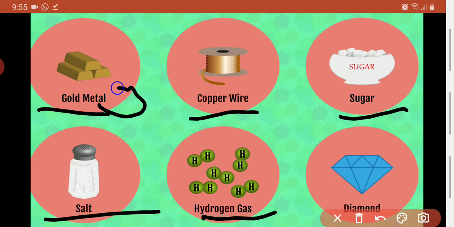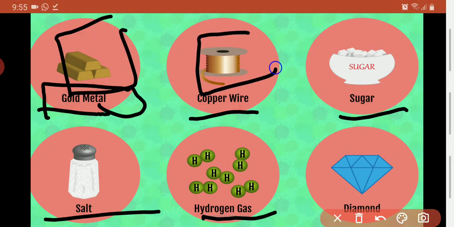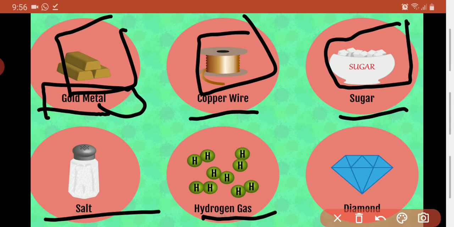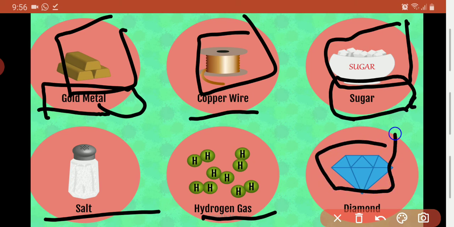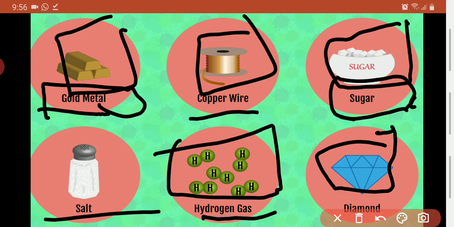Gold is Au in the periodic table. It's an element. Copper is an element. Sugar is a combination of sodium and chlorine. Diamond is carbon. Hydrogen is hydrogen. Diamond is not a compound; it is an element because it's made out of carbon atoms, only carbon. Sugar is made of C6H12O6: 6 carbon atoms, 12 hydrogen atoms, and 6 oxygen atoms.